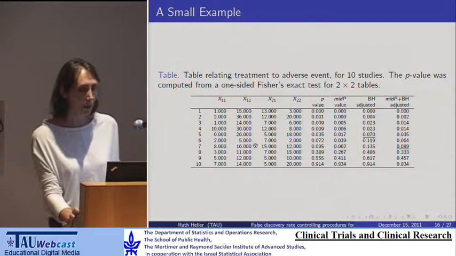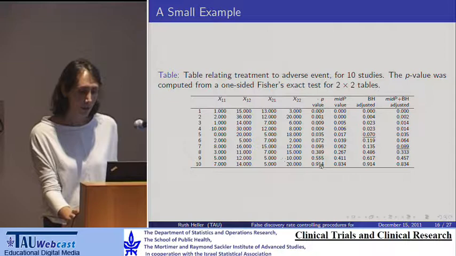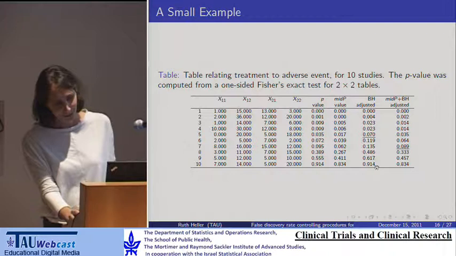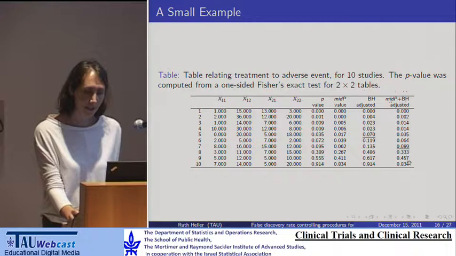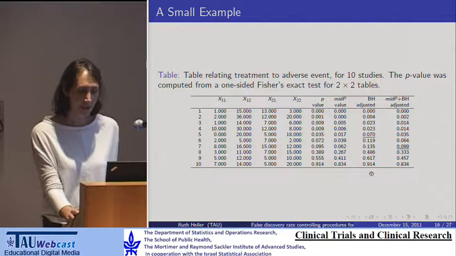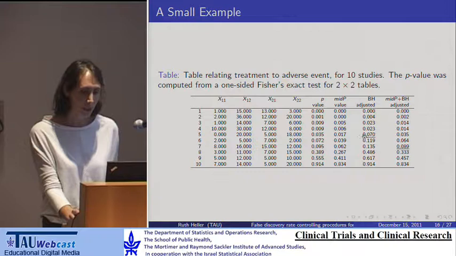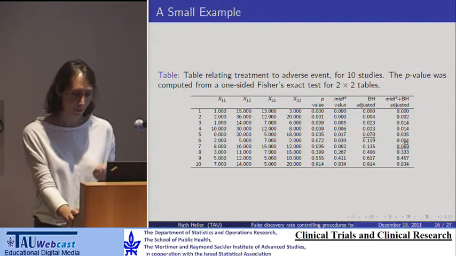And here is a small example. We have 10 2x2 tables, and these are the p-values. These are the mid p-values. The mid p-values are always smaller than the p-values. And these are the BH-adjusted p-values on p-values. And here are the BH-adjusted p-values on mid p-values, and we see that in this column the adjusted numbers are always smaller than in this column. So if you want to control the FDR level at, say, 10%, then if you use the BH procedure on p-values, you would reject five hypotheses, whereas if you use the BH procedure on mid p-values, you reject seven hypotheses.